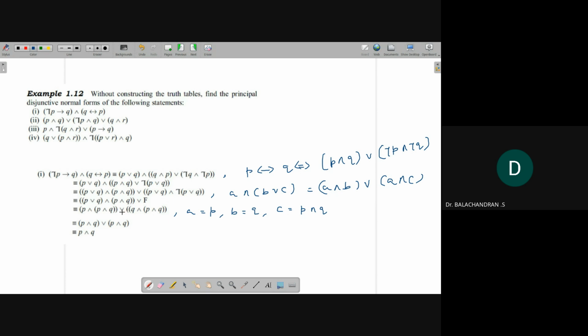PDNF means we need a sum of products. So that's why I keep this product. This product is a single element. This product is a single element. If I have this everywhere, what do you have? Product. So that's why I'll keep this one as a single term, C. Okay. So P and this term, or Q and this term.